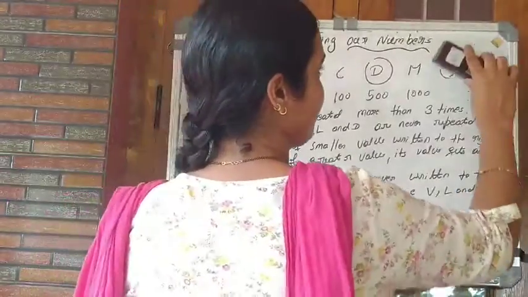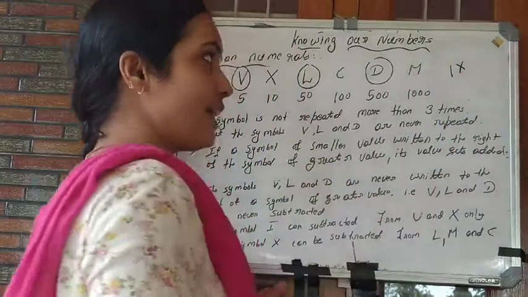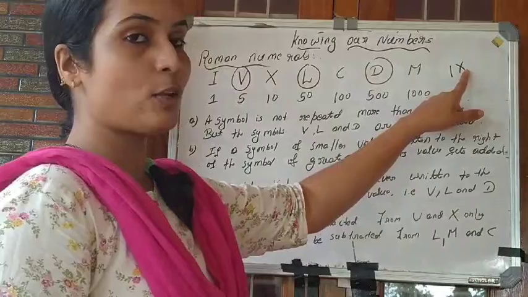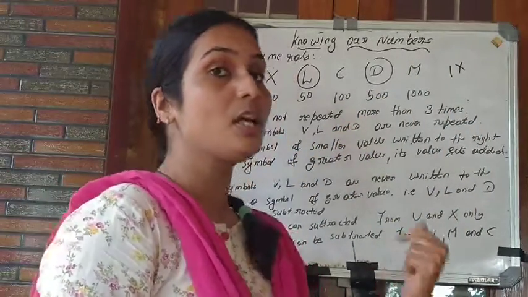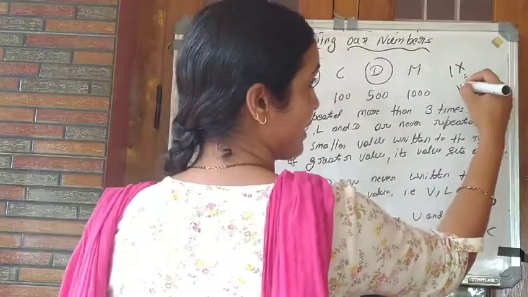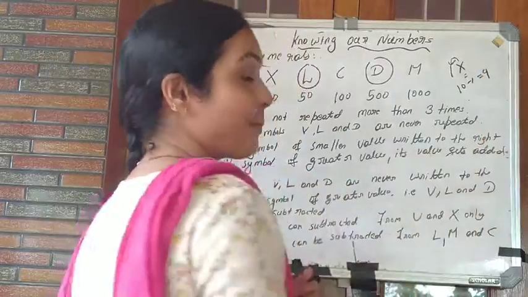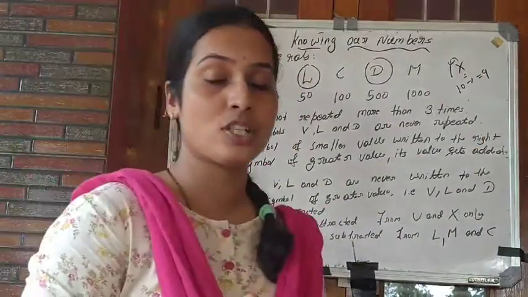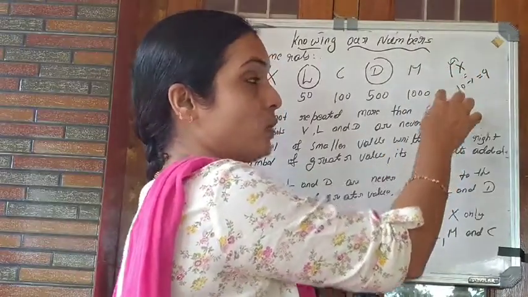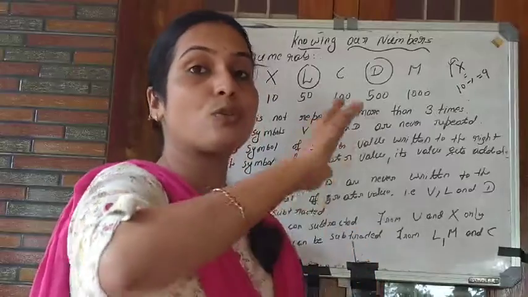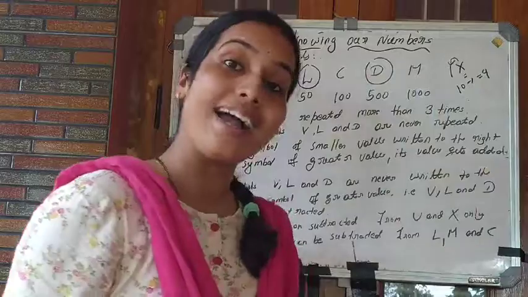For example, IX. What is the meaning of IX? Here this is the greater value symbol, and this is the smaller value symbol in the left side of the greater value symbol. So what do we have to do? This is 10 minus 1. Left side written means 10 minus 1, we have to subtract the number. The meaning is subtraction. So keep in mind always: if you write the smaller symbol on the left side of the greater value symbol, it's a subtraction. If you write it on the right side of the greater value symbol, it's an addition.